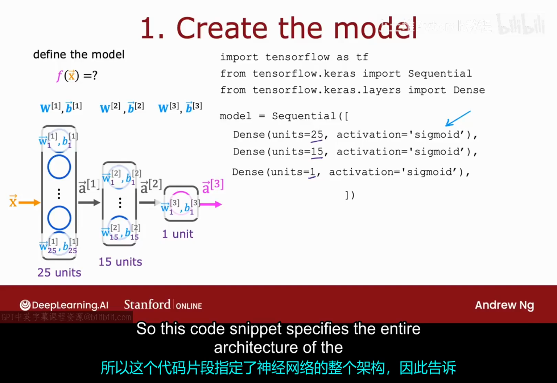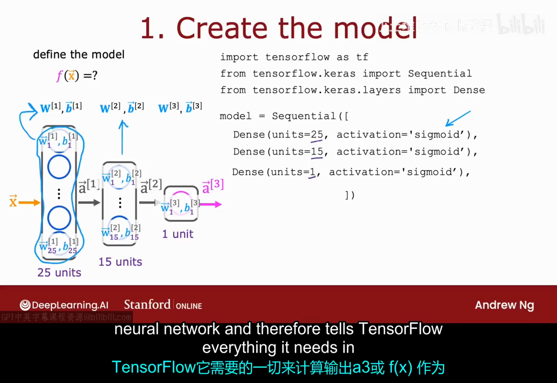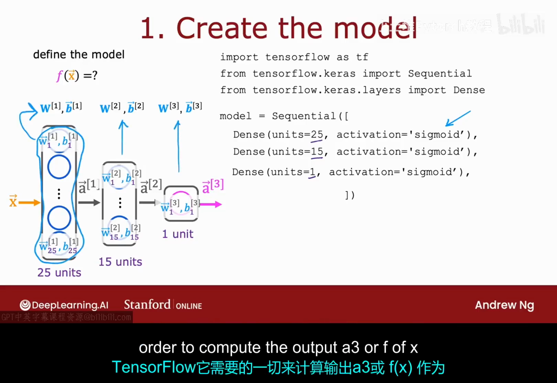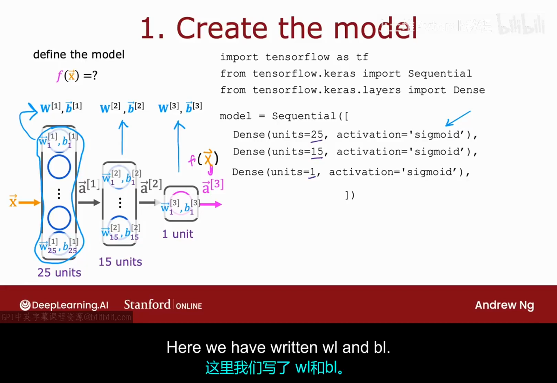So this code snippet specifies the entire architecture of the neural network, and therefore tells TensorFlow everything it needs in order to compute the output A3, or f of x, as a function of the input x and the parameters, here written WL and BL. Let's go on to step 2.